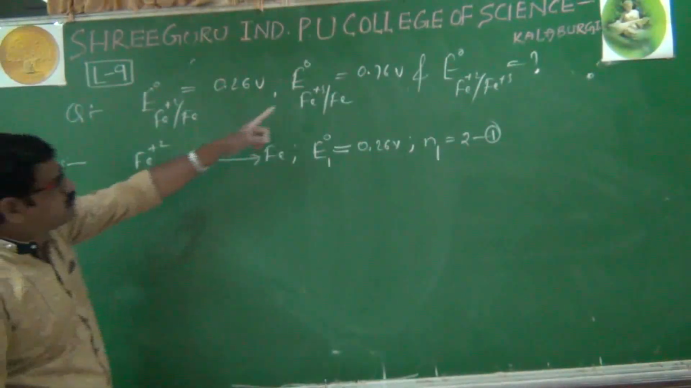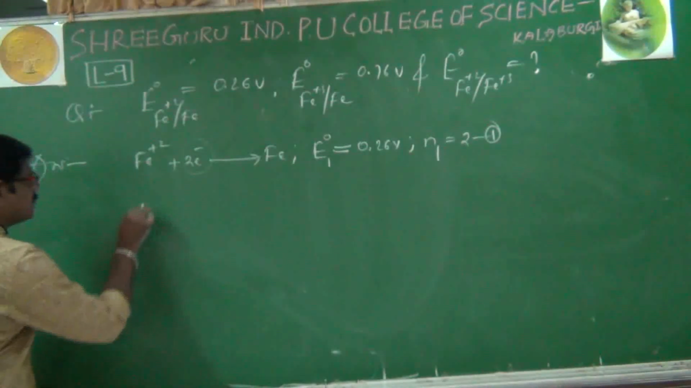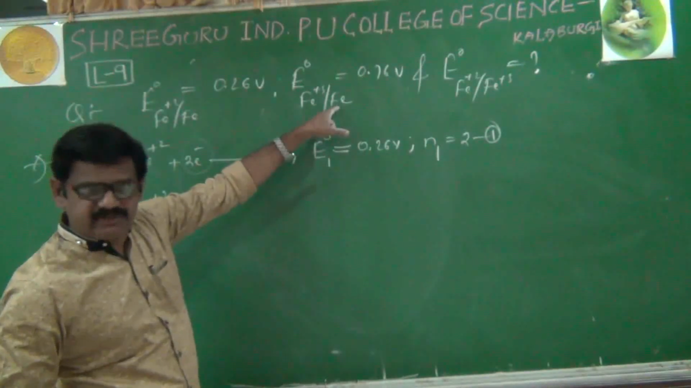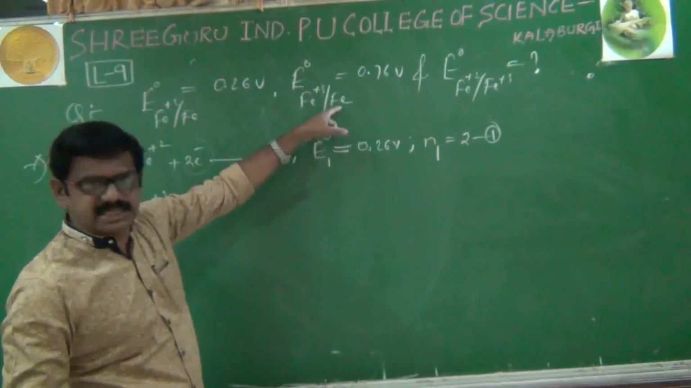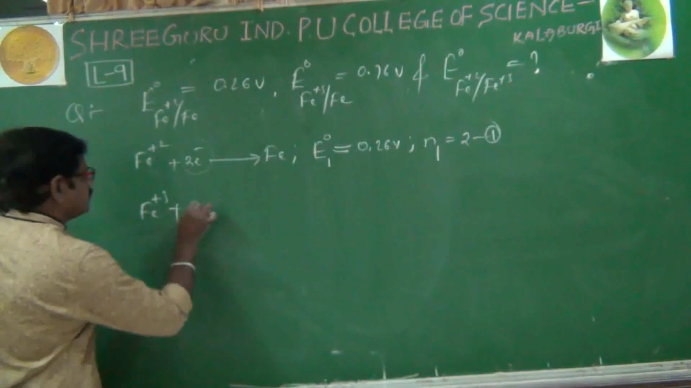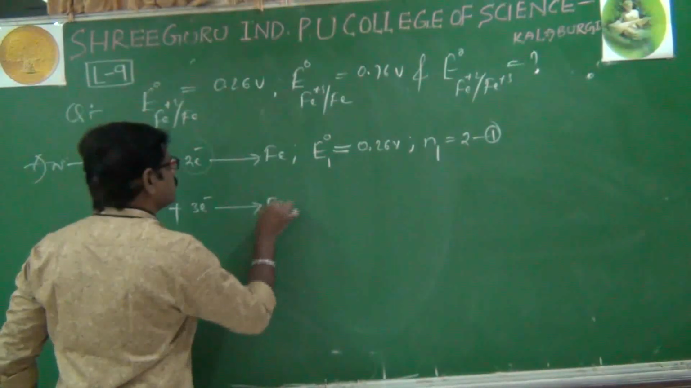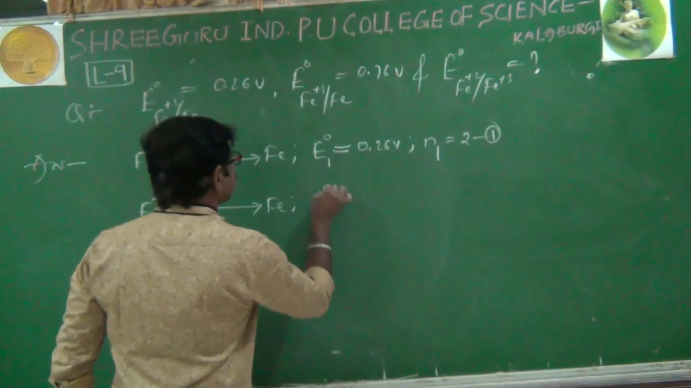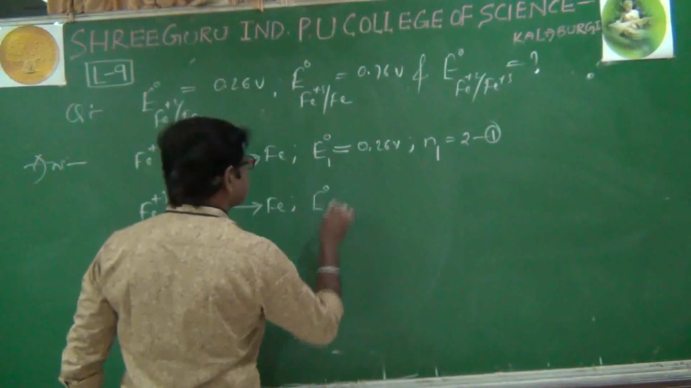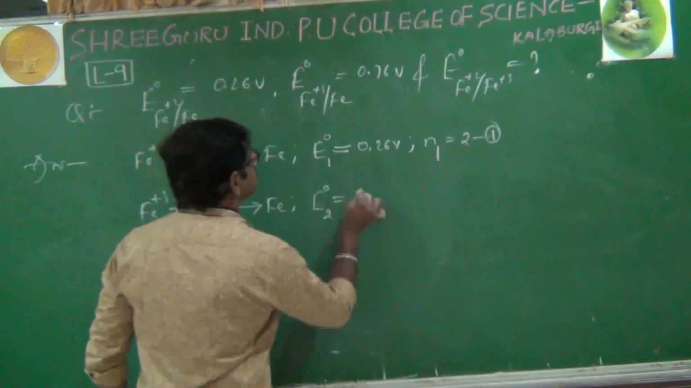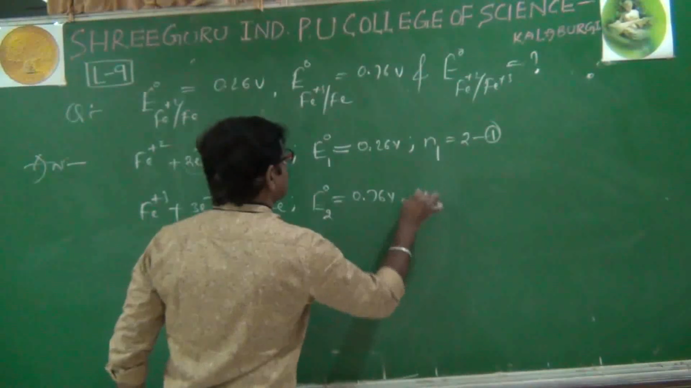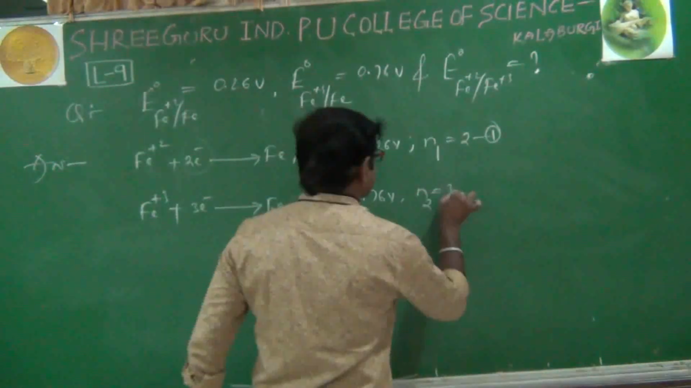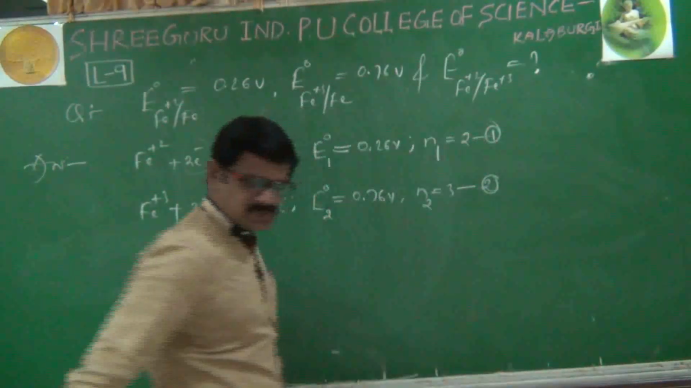Now we'll go to the second value, that is Fe plus 3. How is Fe plus 3 converted to Fe? Just by gaining 3 electrons. Here we'll write E0 2 equals 0.76 volts, and n2 value: how many moles of electrons are involved? 3 moles of electrons are involved. Say it is equation number 2.